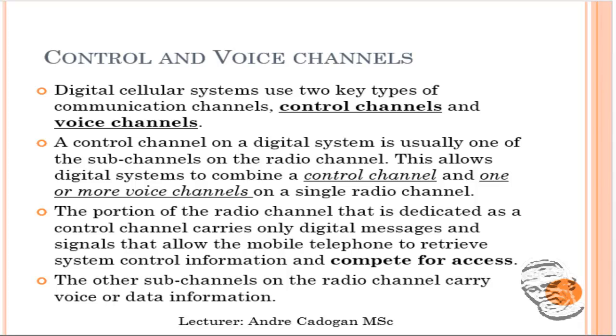These control channels will also be responsible for competing for access in the mobile communication system. They will also be responsible for call waiting and handoff. The other sub-channels on the radio channel carry voice or data information, which you're going to get into with packet data networking in 2.5G GPRS. We are still at 2G technology, which characterizes both time division multiple access as well as code division multiple access, and we will explain those two terms in much more detail a little later on.